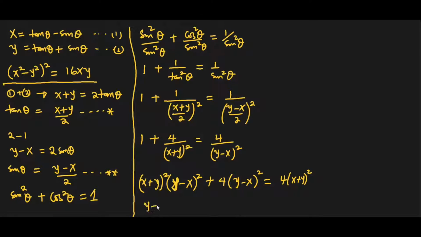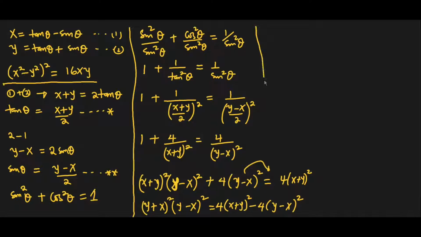So I can rewrite this as (y plus x) squared into (y minus x) squared. Then the 4 into (x plus y) squared is taken this side, and then take off 4 into (y minus x) squared. So now we need to simplify this further.